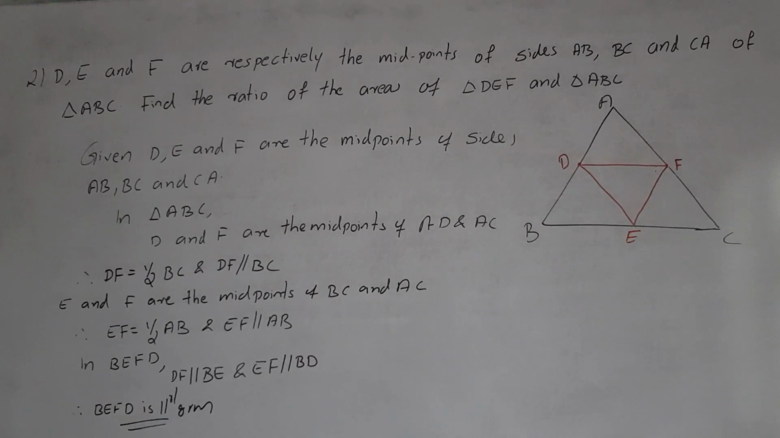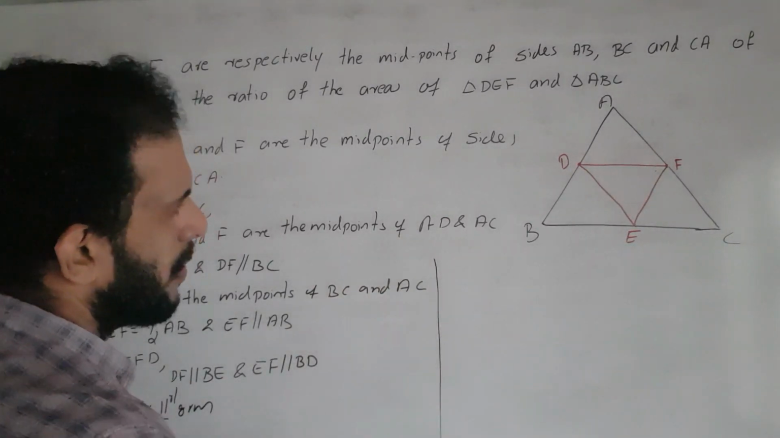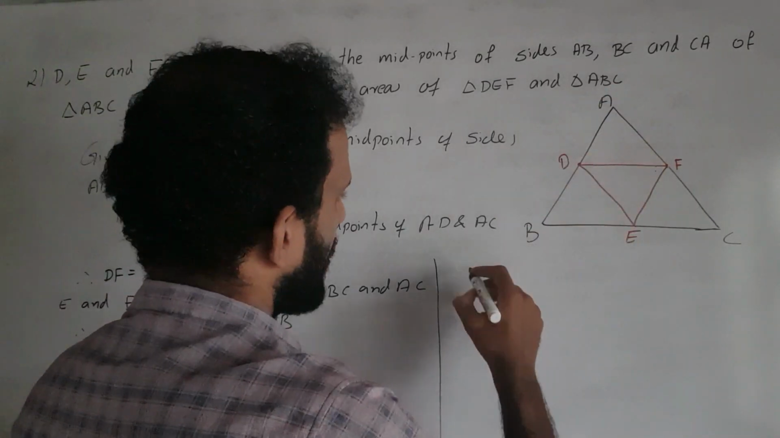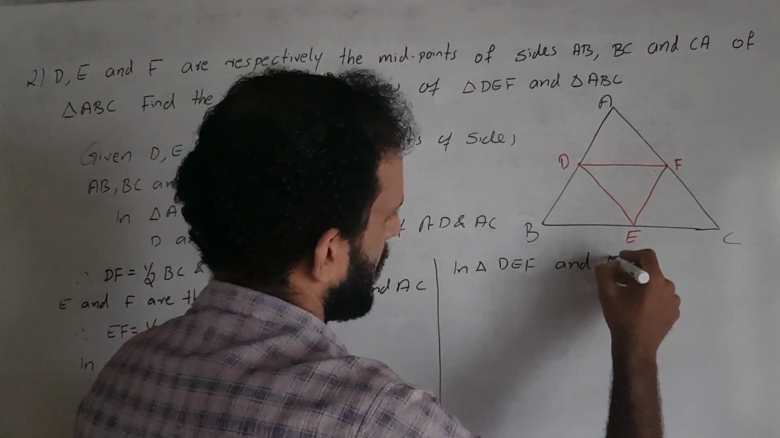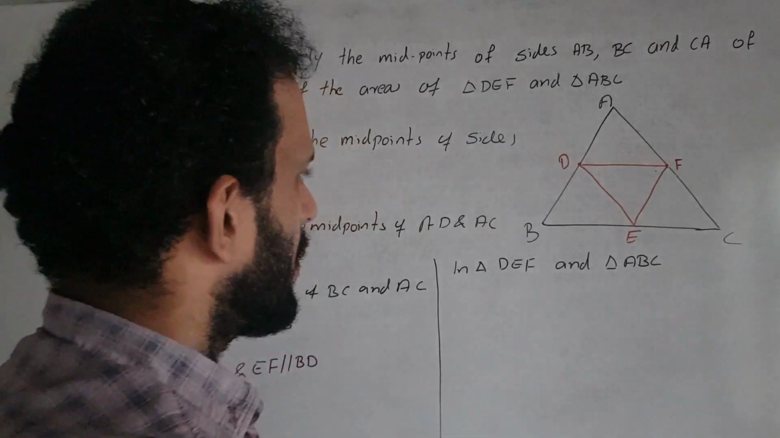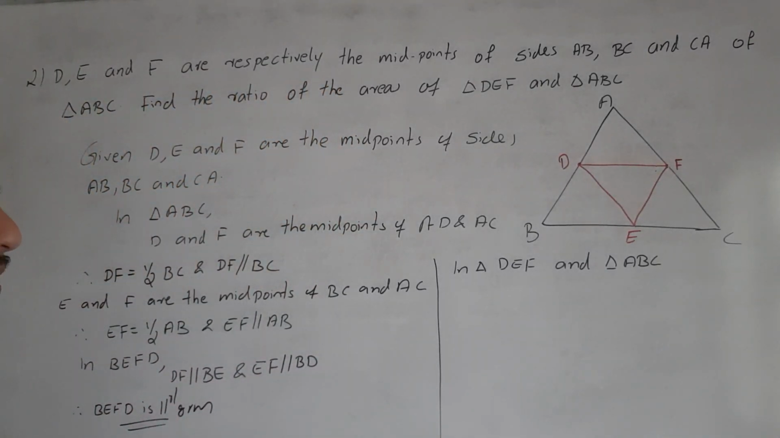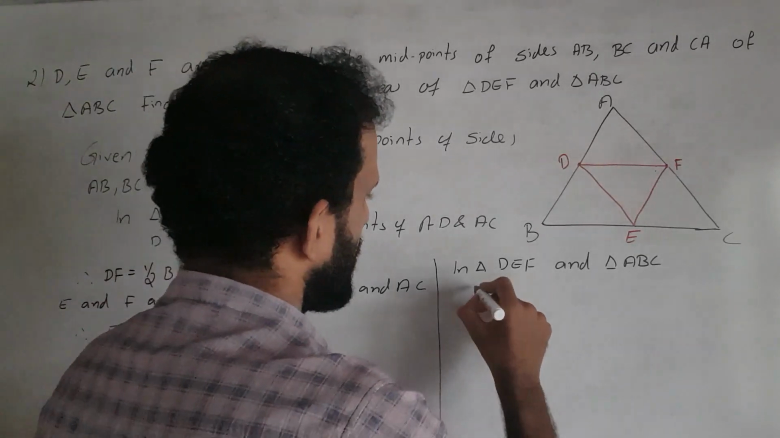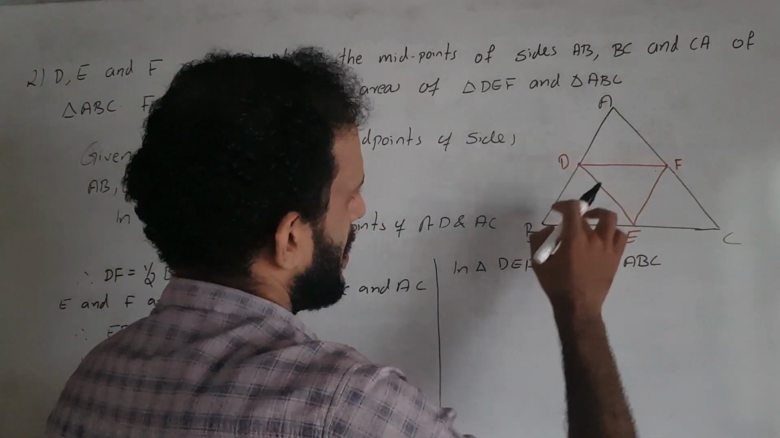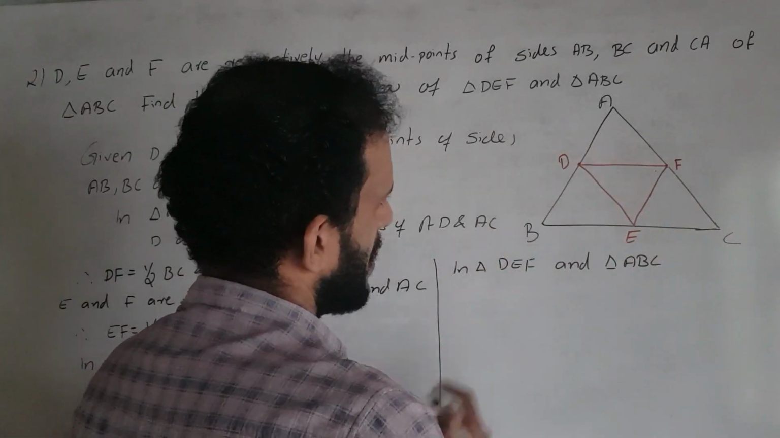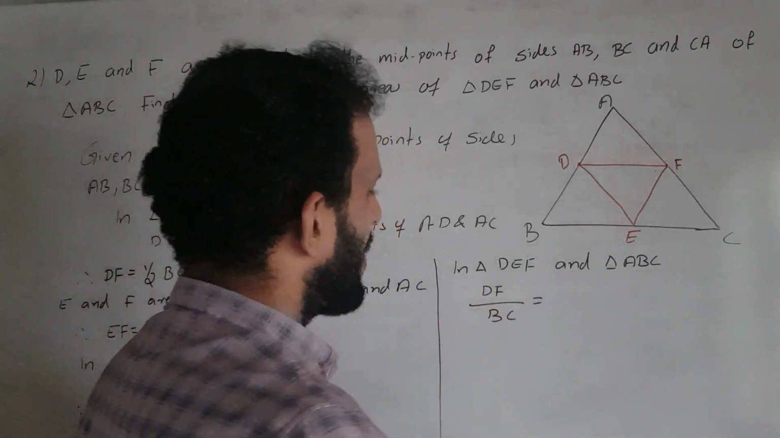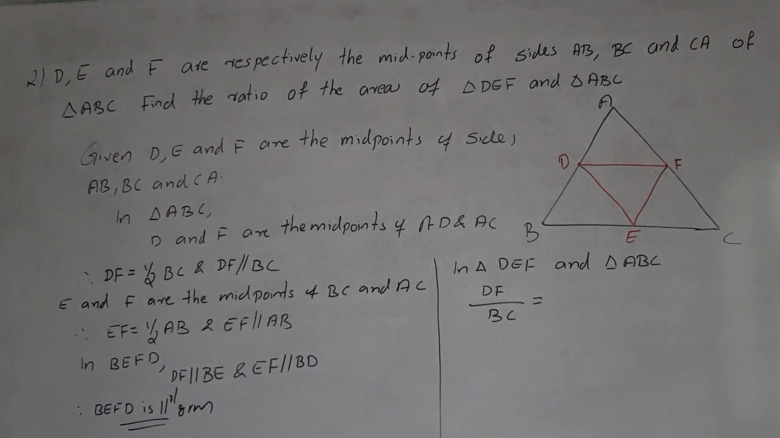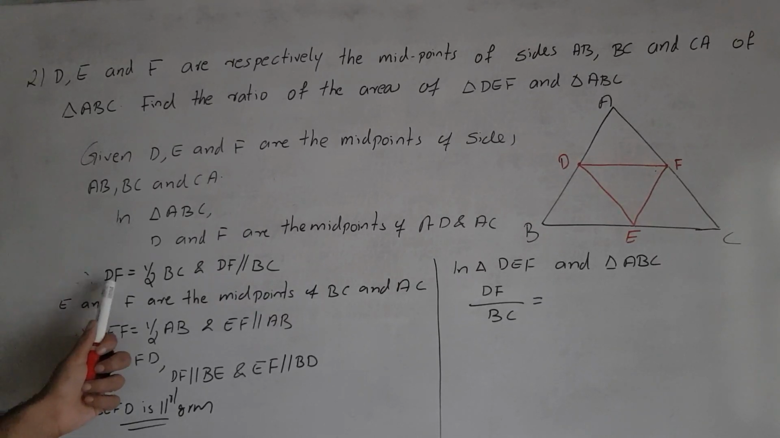Okay, then next we discuss the idea. Okay, in triangle DEF and triangle ABC, DF by BC is equal to, what is DF by BC? What do we get for DF by BC?